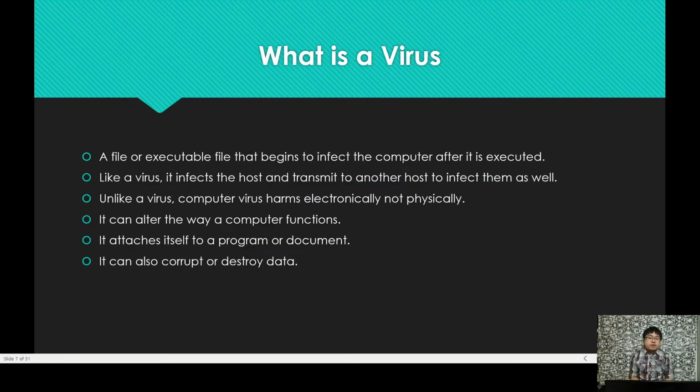What is a virus? It is a file or executable file that begins to infect the computer after it is executed. Like a virus, it infects the host and transmits to another host to infect them as well. Unlike a biological virus, a computer virus harms electronically, not physically. It can alter the way a computer functions. It attaches itself to a program or document. It can also corrupt or destroy data.